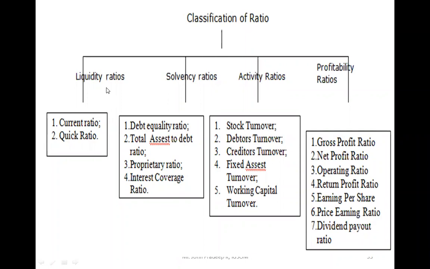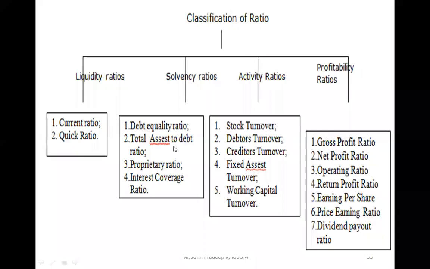One is liquidity ratio, then solvency ratios, activity ratios, and profitability ratios. Under liquidity ratios, we have current ratio and quick ratio. Again, quick ratio has different names. That is called acid test ratio or liquidity ratio. Then we have debt equity ratio under solvency. Sorry, the spelling mistake is there.